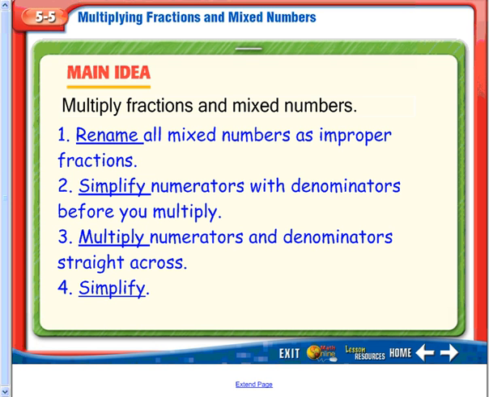Second, we need to simplify numerators with denominators before multiplying. This will allow us to not have to simplify as much after multiplying, so we'll be able to work with smaller numbers. Step 3, finally we get to multiply numerators and denominators straight across. So when we're simplifying, we're going to look diagonally and top and bottom, but when we are multiplying, we're going to go straight across. Numerators times numerators, denominators times denominators.